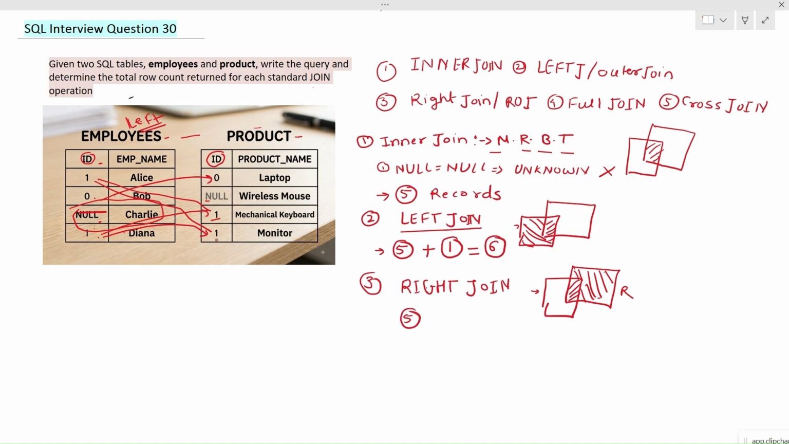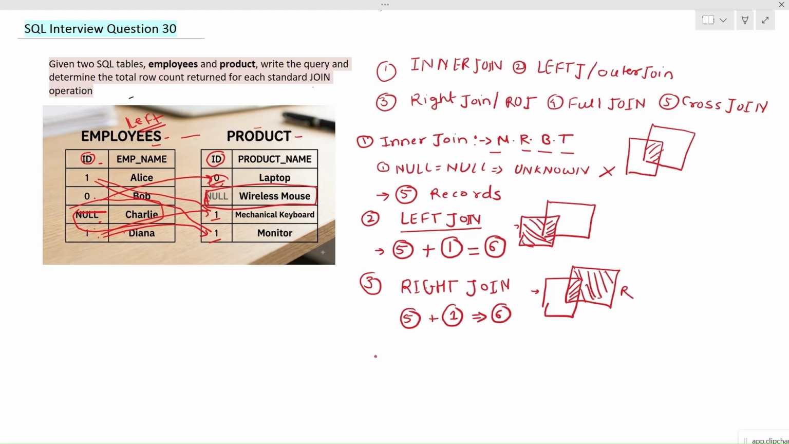This is also a matching row we have received. Also, here we have the matching row in the received table. So what is the remaining row that is present? That is the record which is not matched with any records of the employee table. So 5 plus 1, we are getting 6 as the right join result.